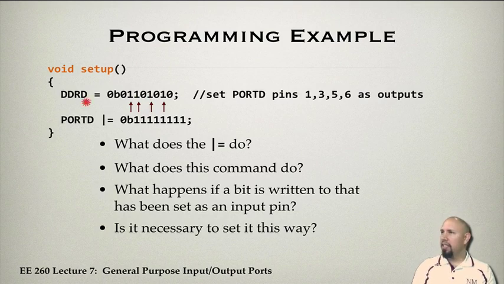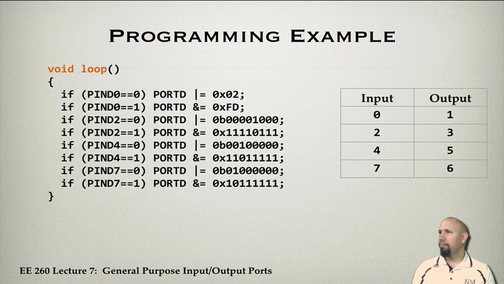So this command itself would basically set the data direction for all the pins. It would set pins 1, 3, 5, and 6 as outputs. The others it would leave as inputs. Okay, so in our loop program, we have this. This is the code that we could use to solve that problem. So pin D0.